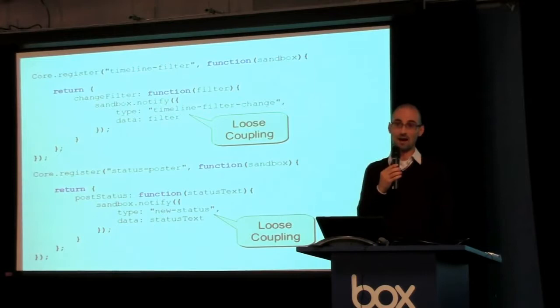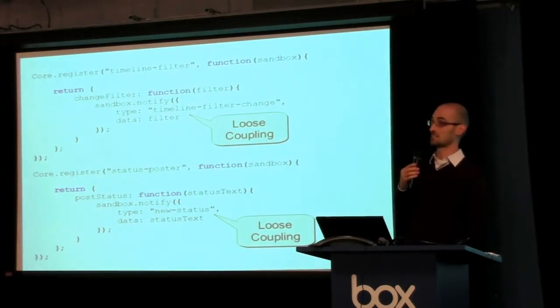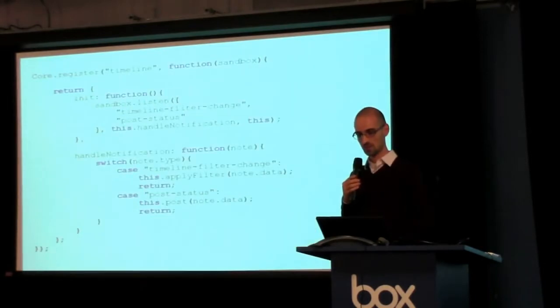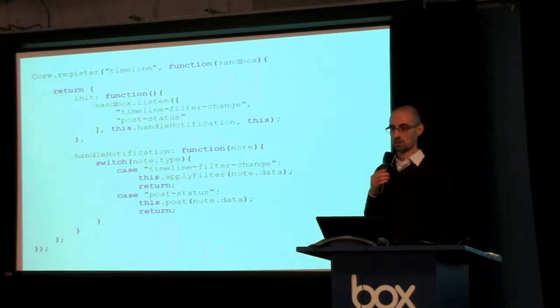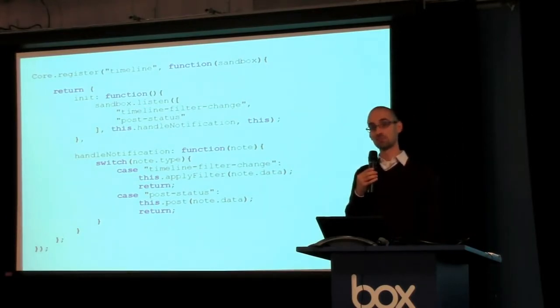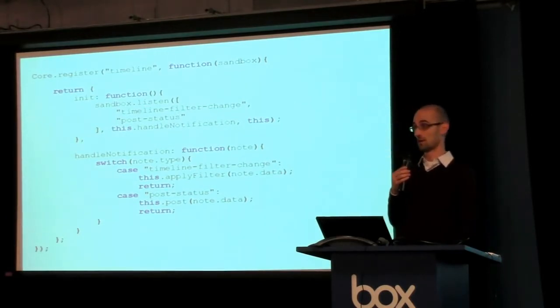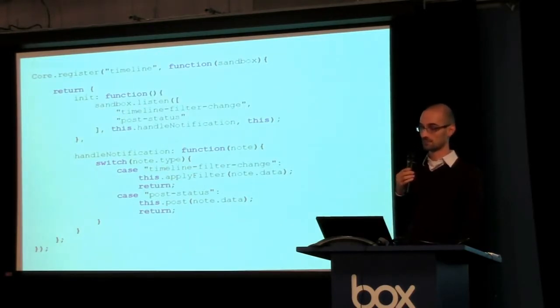So that's very loose coupling, right? I've not violated any of the things I talked about before. The modules still don't know about one another, and they're using the sandbox to broadcast this message into the application. And then all the timeline has to do is listen for those. So it listens for timeline filter change and post status. When that happens, call handle notification, and then do whatever it is that you're supposed to do. So it's very loose coupling between these modules. They're still able to do their jobs, but now if any one of those modules changes, the other ones don't have to change because there's no direct knowledge of what's going on.